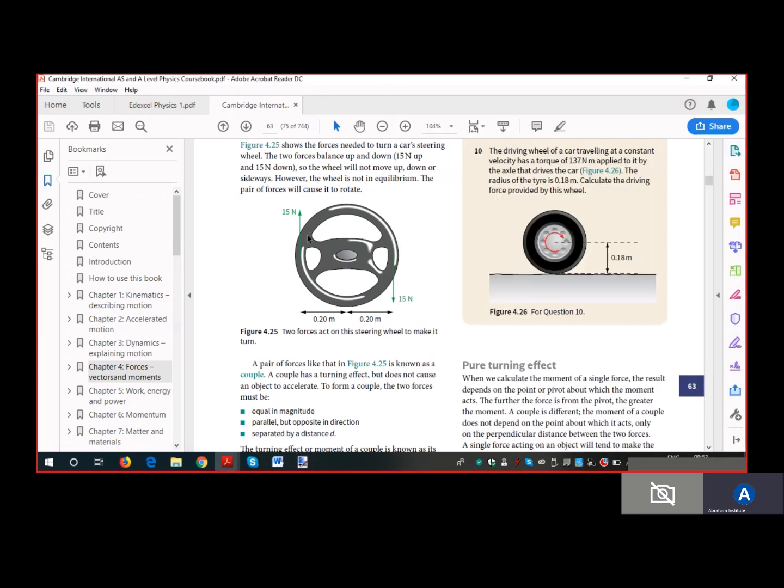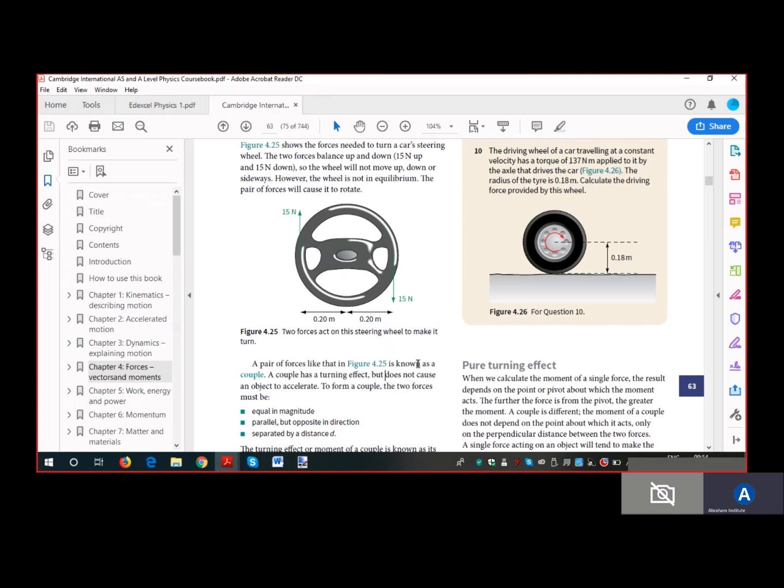The resultant force is 0, because if you take the total forces in the upward direction, that is equal to the total forces in the downward direction. Upward 15, downward 15, net is 0. So the resultant force is 0. But since these two forces are not in the same line of action, there will be a resultant moment. It will cause the steering wheel to turn.